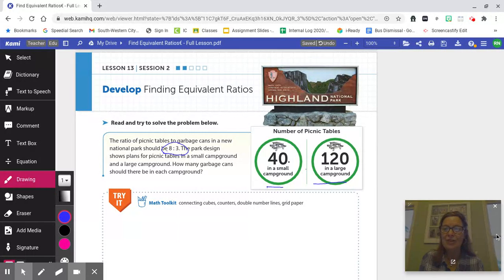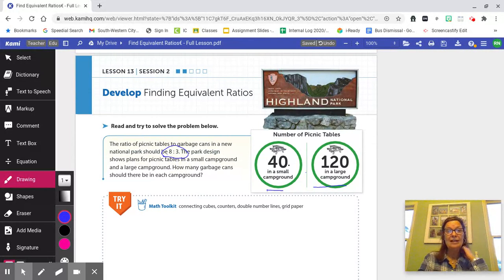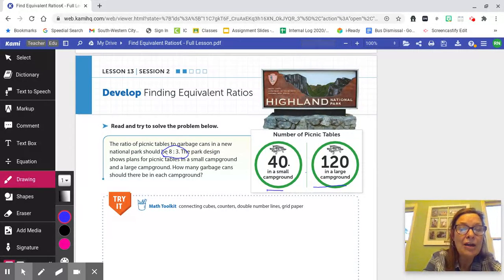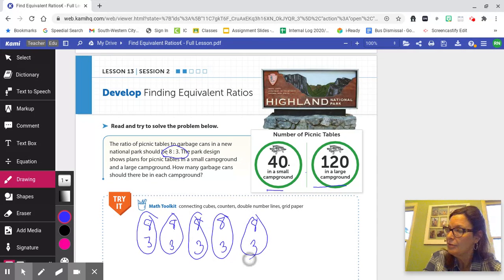Okay, so hopefully you have come back with an answer. And one way you could have done it is to actually draw a model where every time I have 8 picnic tables, I have 3 garbage cans, and another 8 and 3, 8 and 3, 8 and 3. So that gives me 24, 8 and 3.